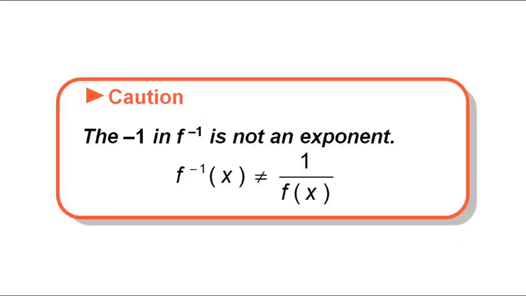Now make sure you understand that when you see f inverse, this negative 1 is not an exponent. This is not f to the negative 1. This is not the reciprocal of f, because this is not an exponent. This is read f inverse. So make sure you understand the difference between the exponent and the inverse notation.